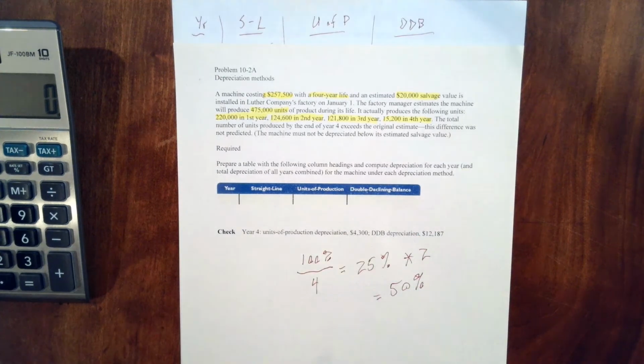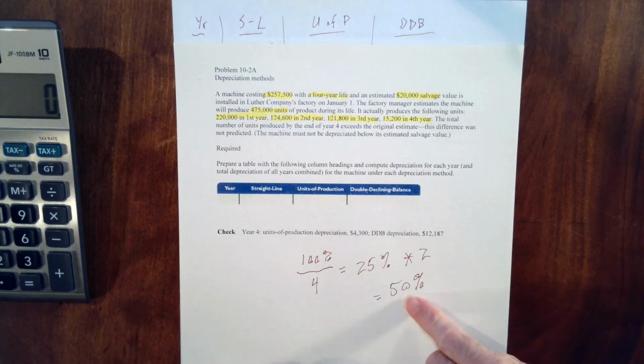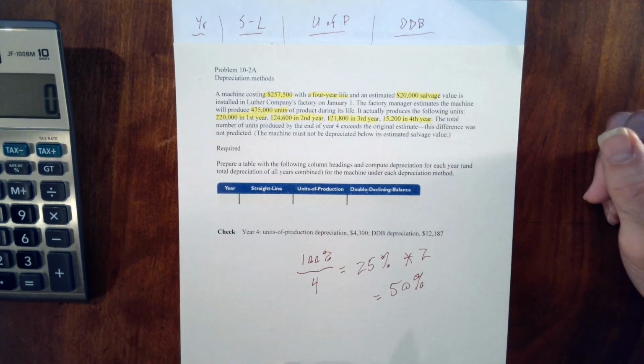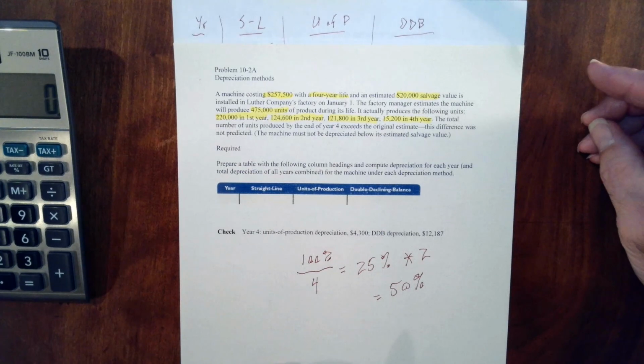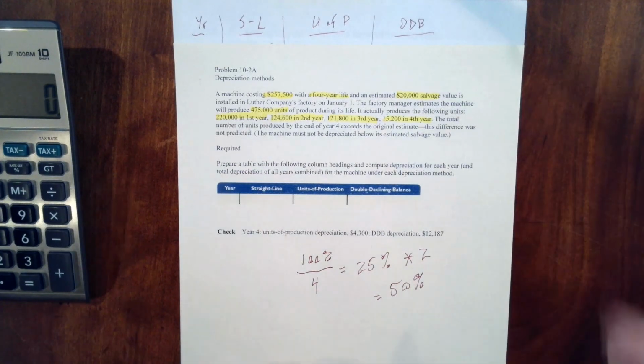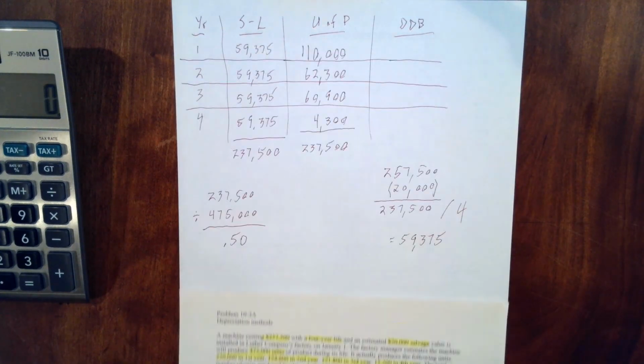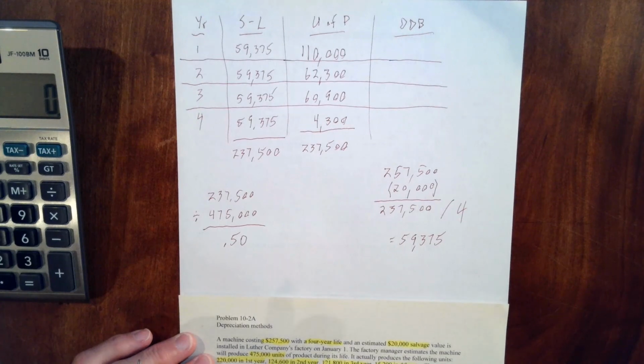So I'm literally going to depreciate 50% of my depreciable amount. I'm going to take that and depreciate 50% every year until I have depreciated all of it. So that's the meaning behind double declining balance. Okay, so let's go into the problem for double declining balance.